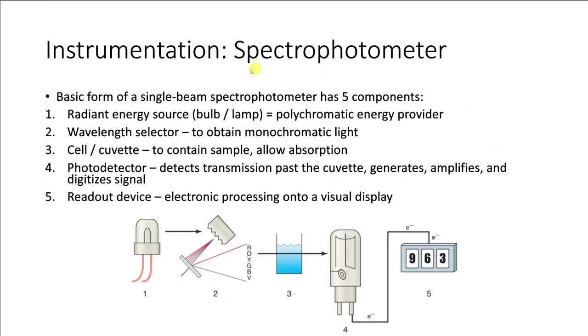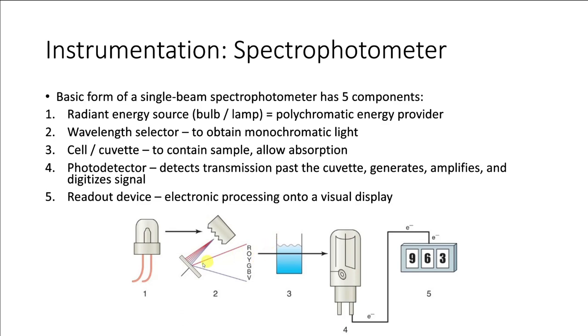The spectrophotometer is made up of five basic parts. Again, anything that uses spectrophotometry will use these components. So first, we need some sort of energy source for our light. So that could be a bulb or a lamp, which provides a polychromatic energy or just multiple colors. Because if you remember from physics when you were a kid or back in college, white is made up of all the wavelengths. So, in order to get to a specific wavelength, we must have a specific wavelength selector. Again, that could be a prism or a filter to obtain one color light that we want.